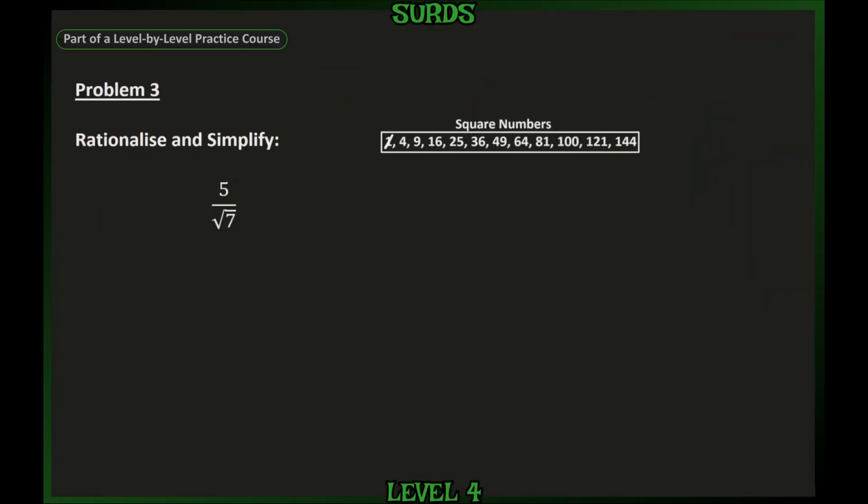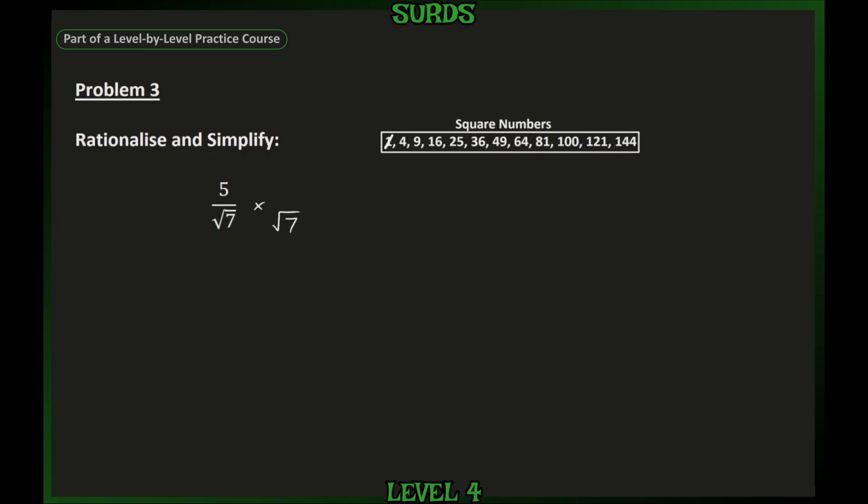In problem 3, we need to rationalise and simplify 5 over the square root of 7. Now to rationalise means to remove the surd from the denominator. And the way that we can remove the root 7 from the denominator is by multiplying it by itself, by the square root of 7. Because when we multiply a surd by itself, the square root part disappears.